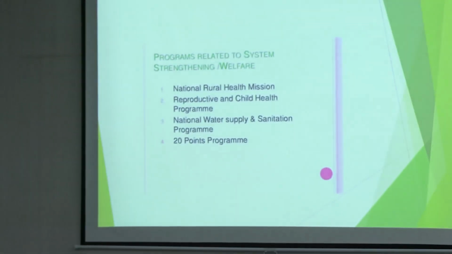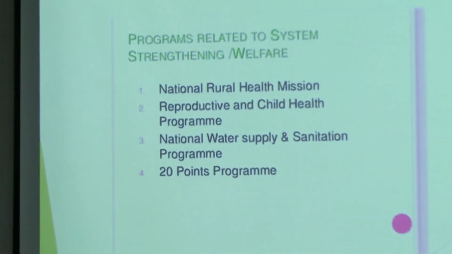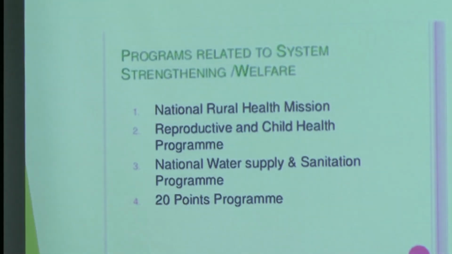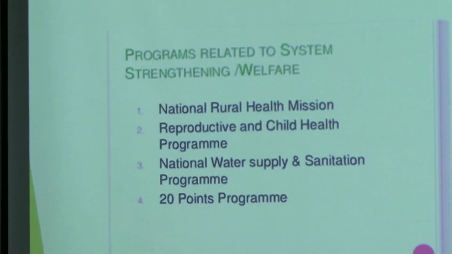Programs related to system strengthening and welfare. First comes the National Rural Health Mission, NRHM. It is very common; from the name of the mission itself, you will get the information. It was launched in April 2005.